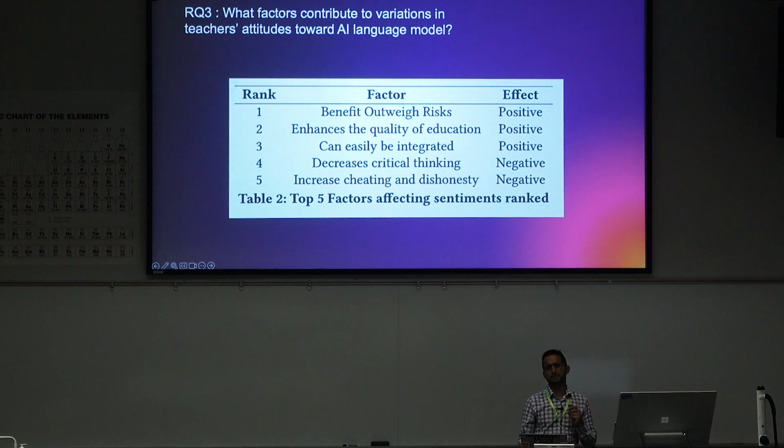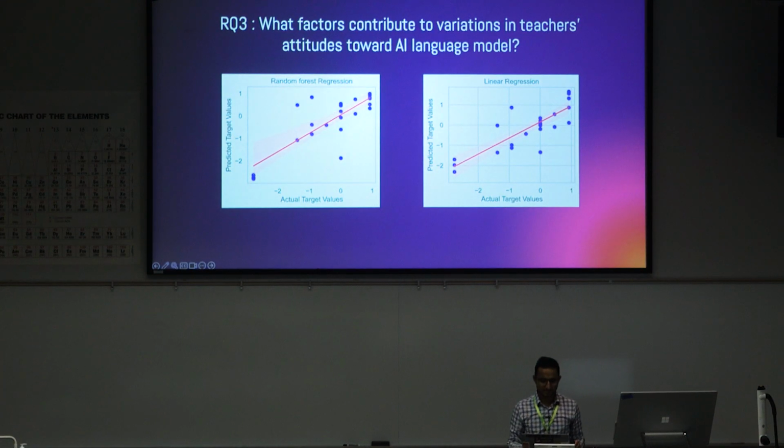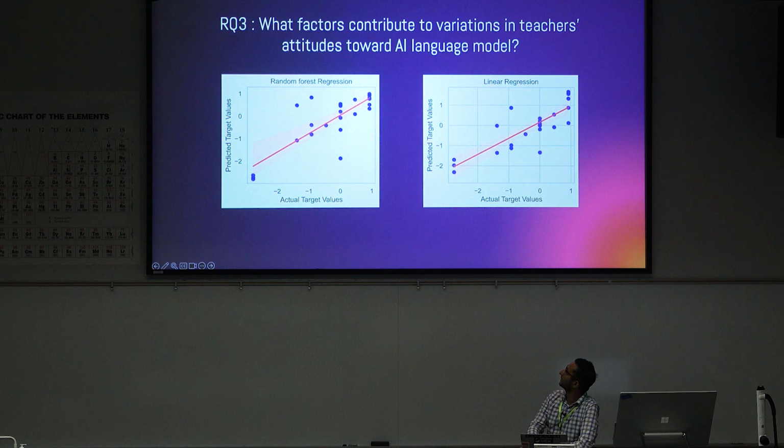If they are more like, hey, I'm not sure how to use this, then that might make them more negative towards the tool. And the factors affecting sentiment negatively are, number one, even more than cheating and dishonesty, that if they feel like it is going to decrease their critical thinking, then they are more negative towards the tool. The other one is if they think it increases cheating or dishonesty, then that makes them more negative. I did more analysis to see if we can use these factors to predict the sentiment based on these variables, and with pretty good accuracy we can.